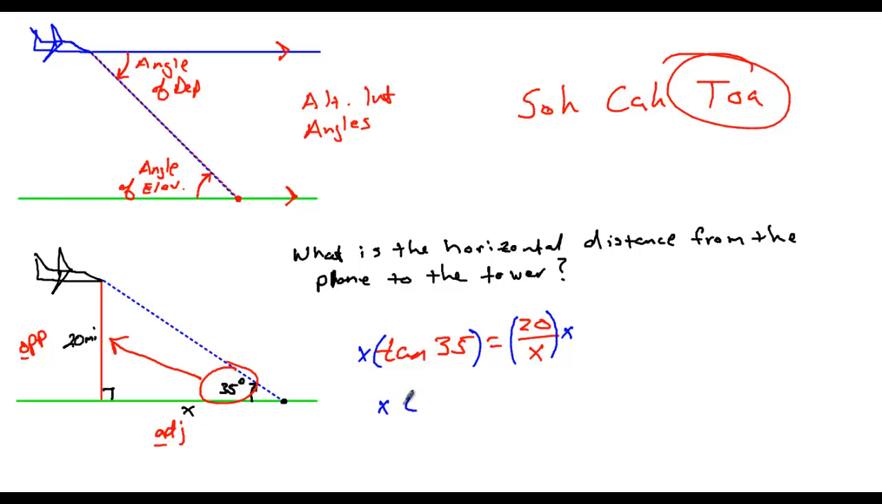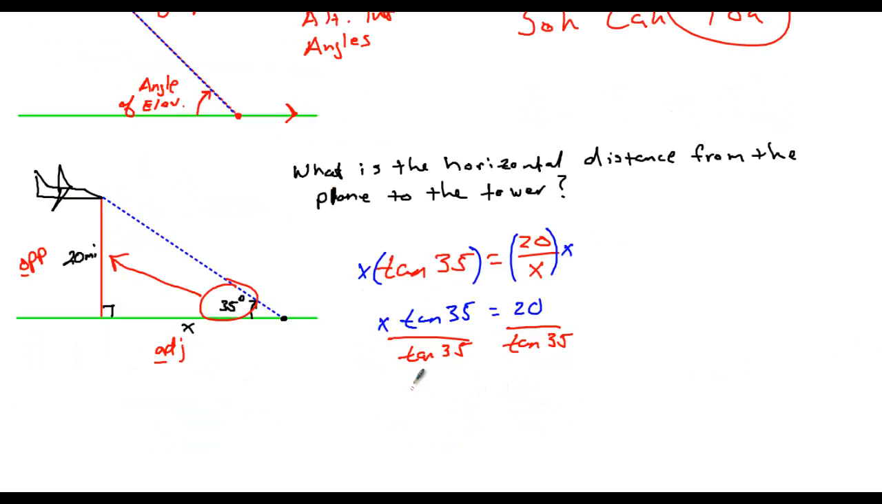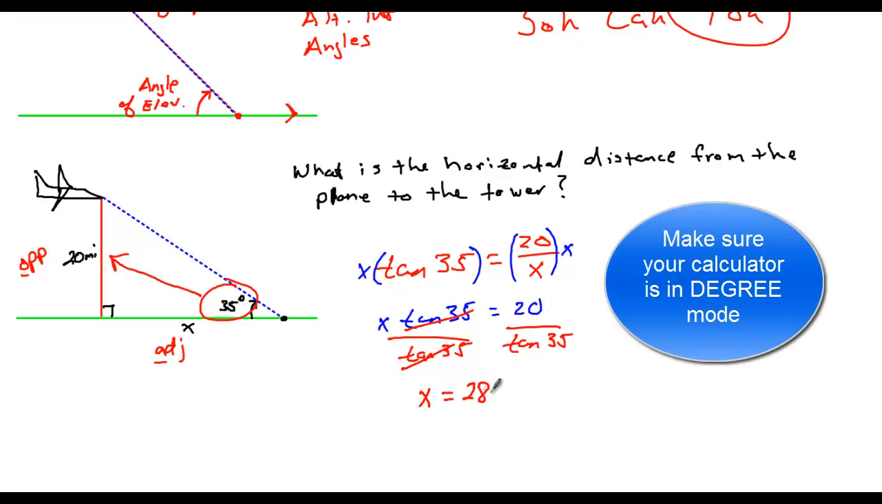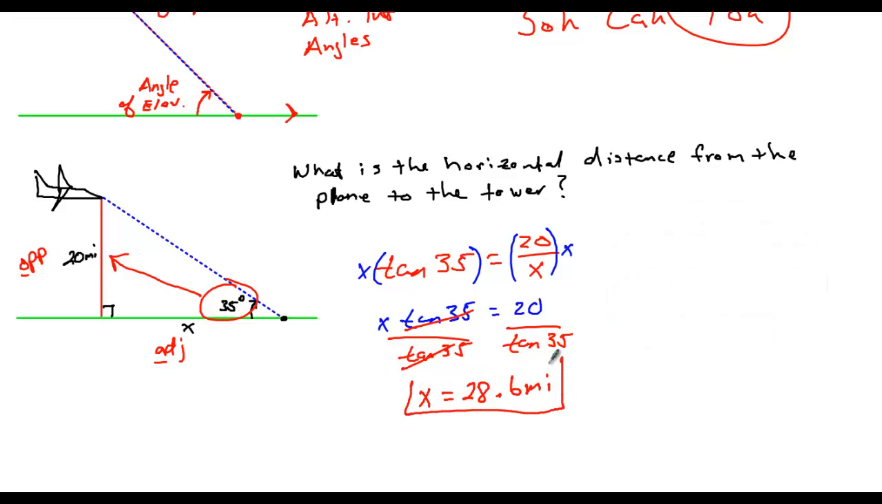So we have x times tangent 35 equals 20. We divide both sides by tangent 35. These cancel out, and x equals 20 divided by tan 35 in your calculator, and you get 28.6 miles. So that was just one little example.